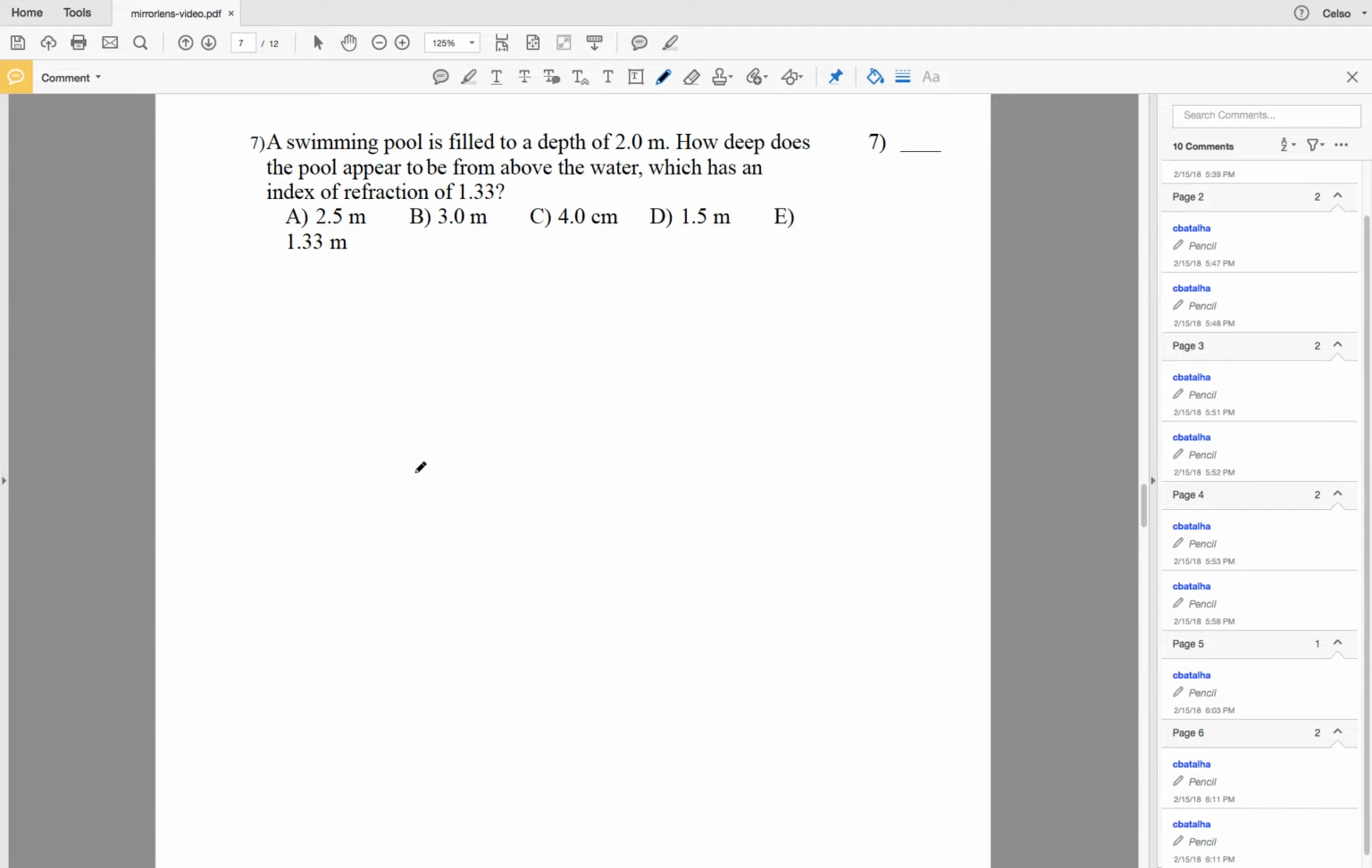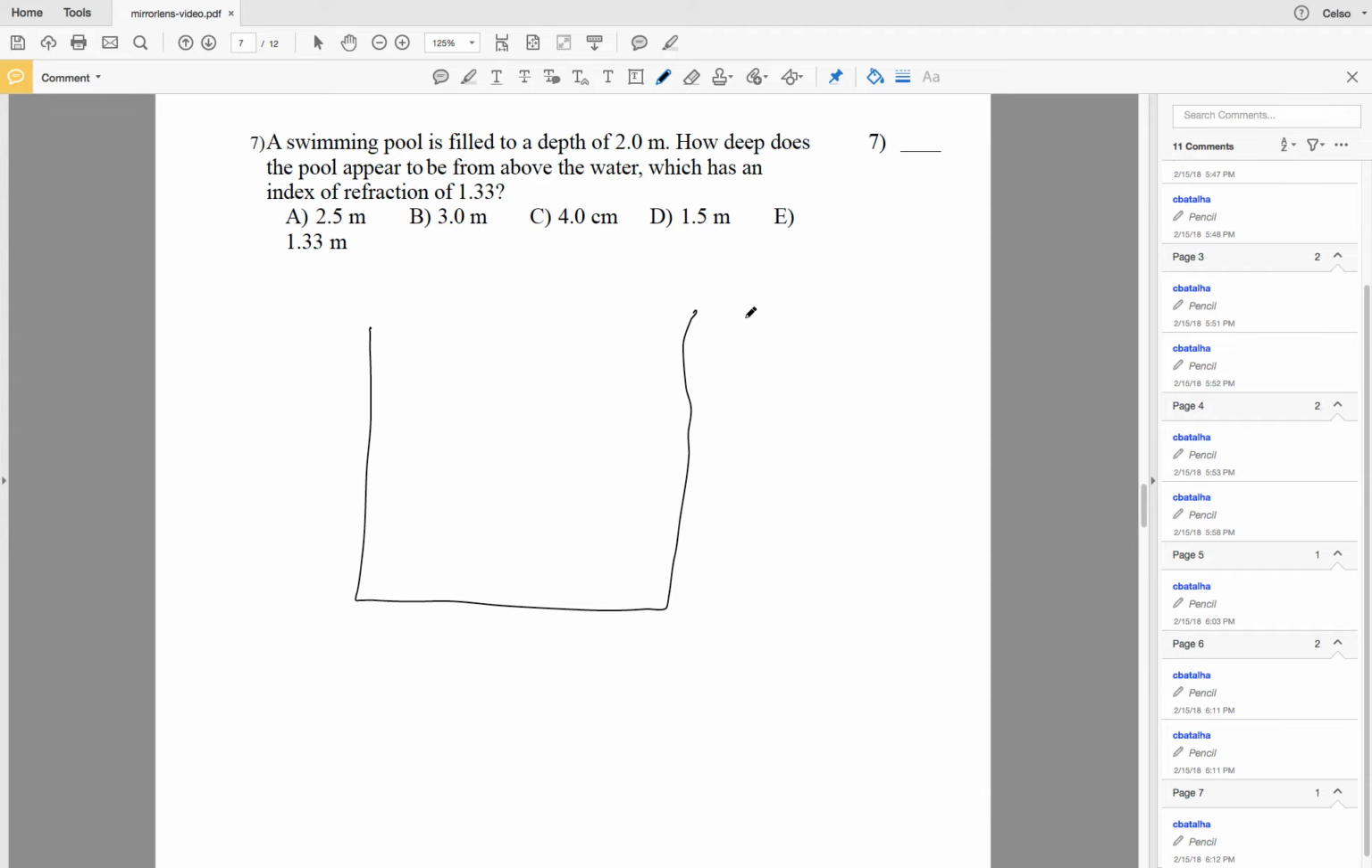A swimming pool is filled to a depth of 2 meters. And you have an object at the very bottom that you can use to give your perception of whether that bottom is closer or not to the surface. The object distance here is 2 meters. How deep does the pool appear to be from above the water, and the water has an index of refraction of 1.33?